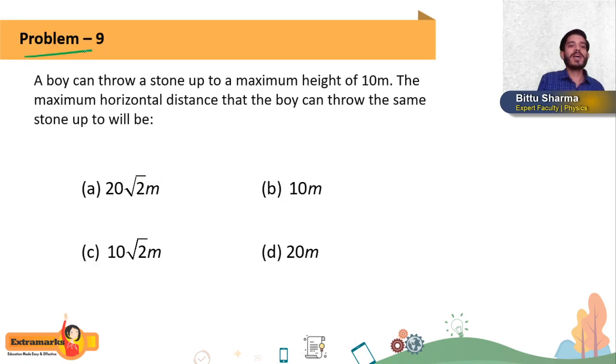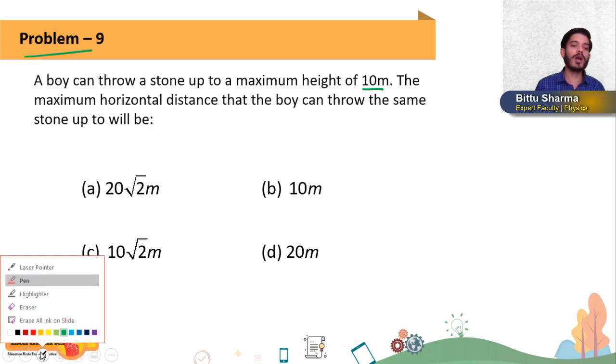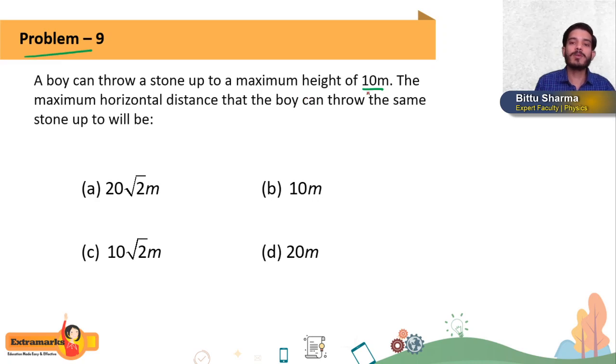The next question which I have for you is what? A boy can throw a stone up to a maximum height of 10 meter. What they are saying, a boy can throw a stone up to a maximum height of 10 meter. So think students, when the boy can throw stone up to maximum height of 10 meter, if he is throwing stone vertically upward, getting or not? So this height is given as 10 meter, getting or not? And final velocity will be how much?